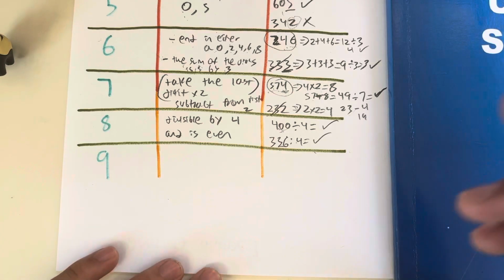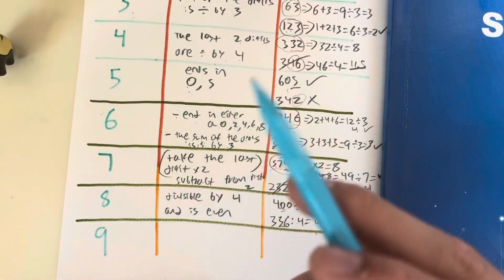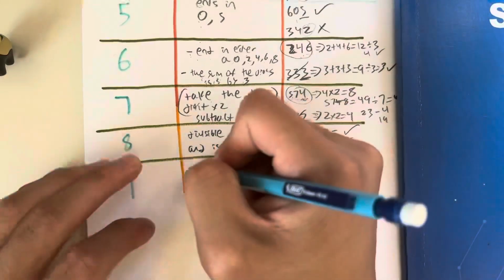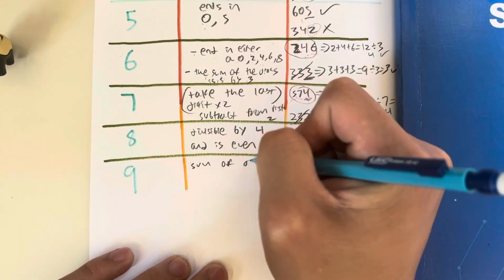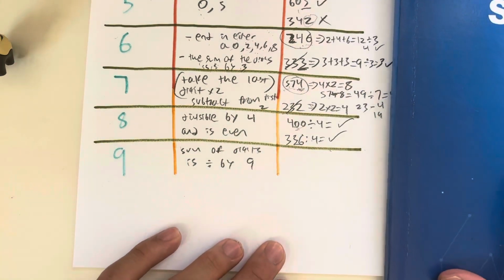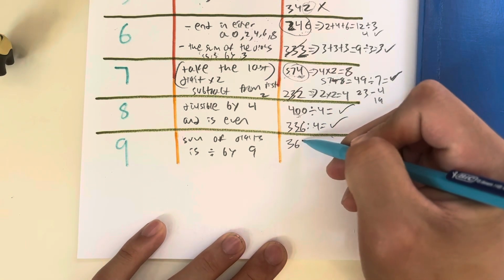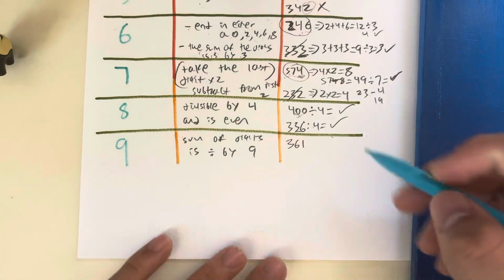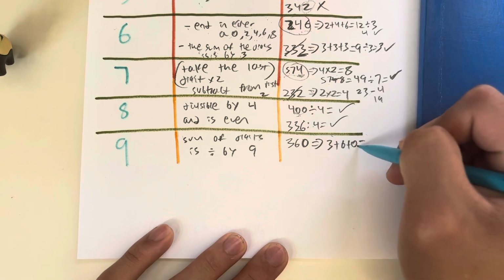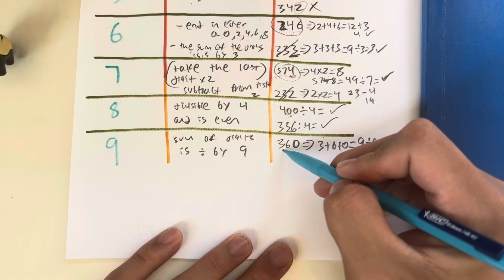Now, 9 is one of the trickiest ones because it's very similar to number 3. But instead of divisible by 3, the sum of digits is divisible by 9. So when you add them up, you want them to be divisible by 9. So let's take a look at this. Let's just say we have the number 360. We take the digits, 3 plus 6 plus 0, that's going to give us 9. And 9 divided by 9 works out, so it means that 360 works out.